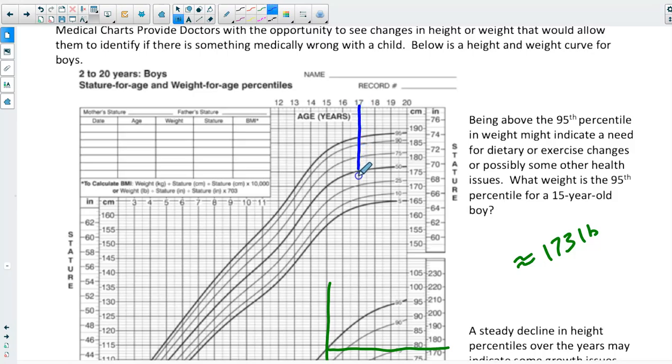Slide this down. And I, again, just find the percentile that I want. So I'm looking for the 25th percentile. So I'm here. I slide straight across. And it is 67 inches tall.